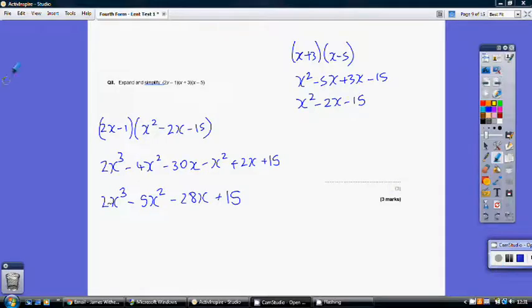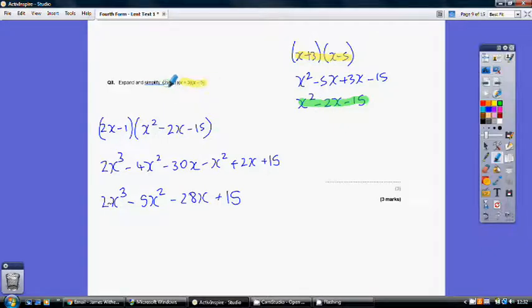Question 8, multiplying out 3 brackets. So your first step is just to multiply out 2 brackets just as per normal. Doesn't matter which 2, I tend to do the second one and the third one. So I've just done that as a side working. Some of you could probably do it in your head, but as a side working, x times minus 5, 3 times x, 3 times minus 5 gives us this here. So x plus 3 times x minus 5 is x squared minus 2x minus 15. So that's what this bit is here.